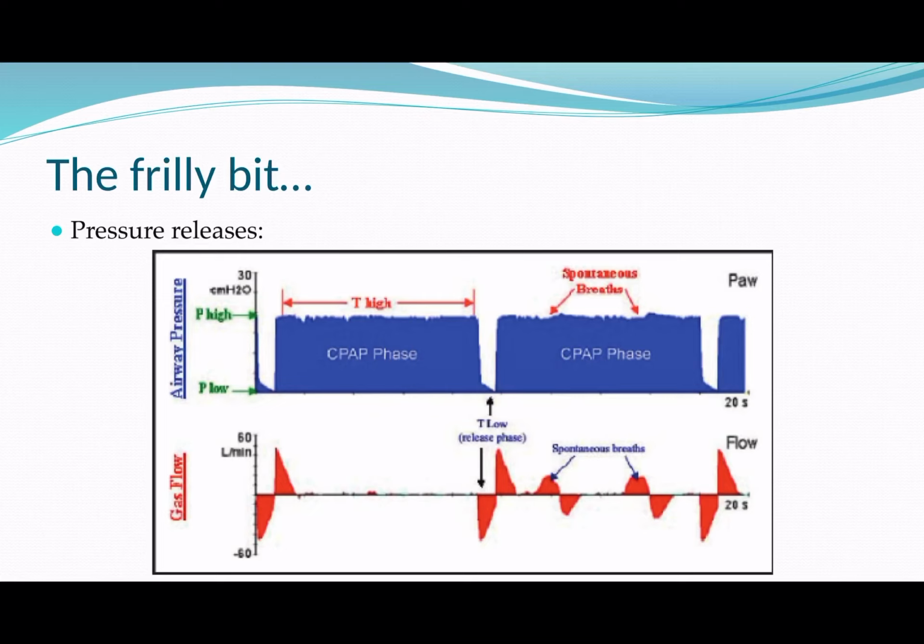By having a release after a certain period of time, that certain period of time being the time high, that release allows a bulk flow of gas to come out. So in addition to the diffusion that you get during your time high, where you're at your high pressure, you also get a release of gas, which gives a big flow of gas to come out. And that aids with CO2 removal.